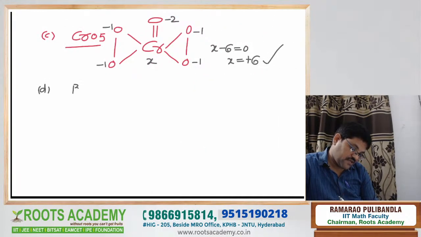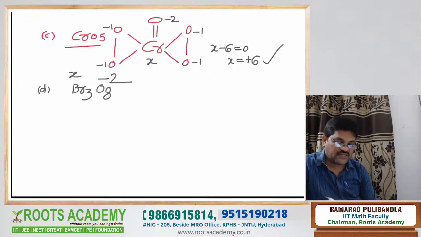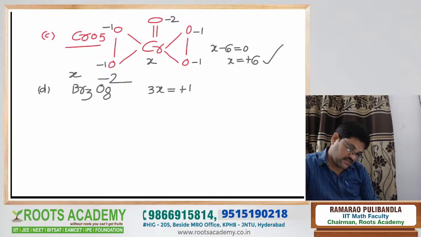BrO3⁻ (as written). With respect to oxygen, what do you write? -2. Bromine is taken as what? x. Now what do you get? 3x is equal to plus 16.